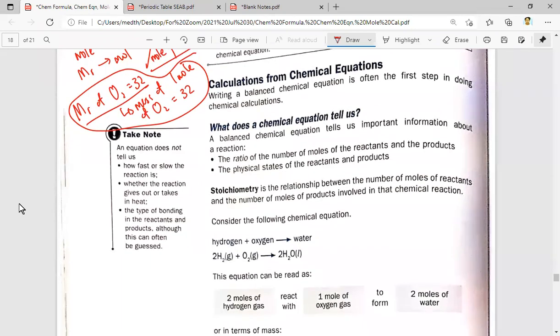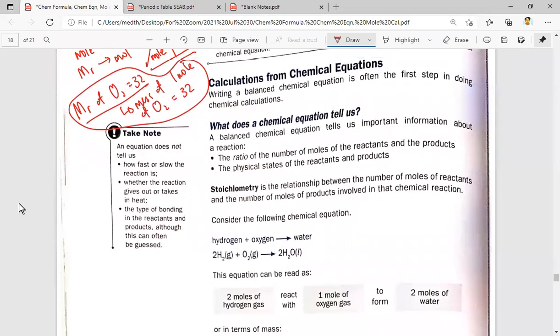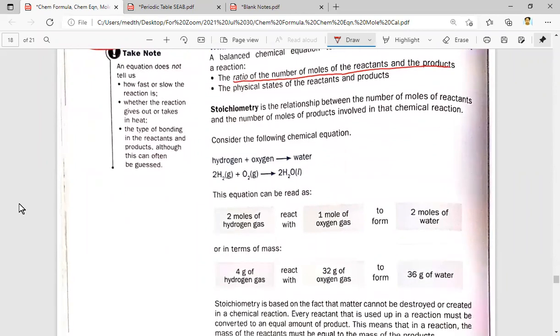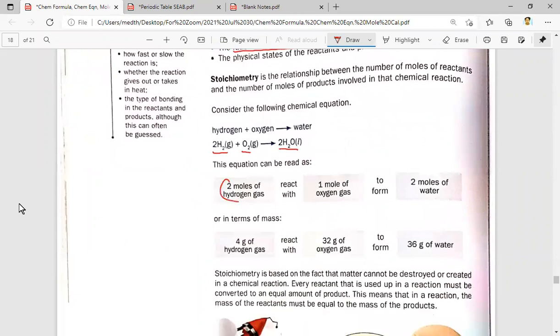Take note that we're going to use a chemical equation to do some chemical calculation. First, what does a chemical equation tell you, which I already mentioned? It tells you the ratio of the number of moles of the reactants and the products. For example, 2H2 plus O2 gives 2H2O, which means 2 hydrogen gas will need to react with 1 oxygen gas to give 2 water.